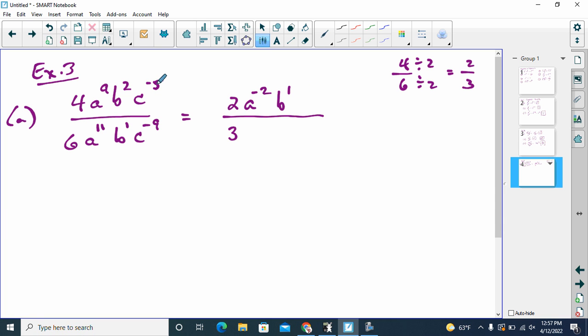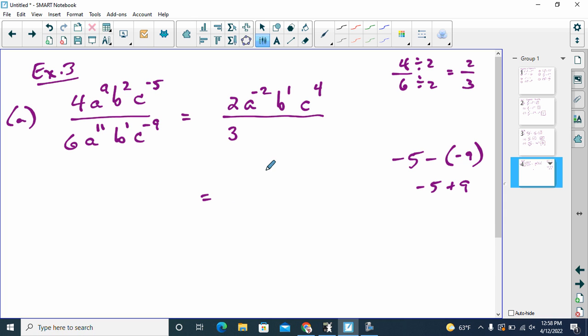For the c's, I've got -5 minus -9. Remember, I'm subtracting them because I'm dividing. Minus minus, we change that to plus. -5 plus 9, that's the same thing as 4.